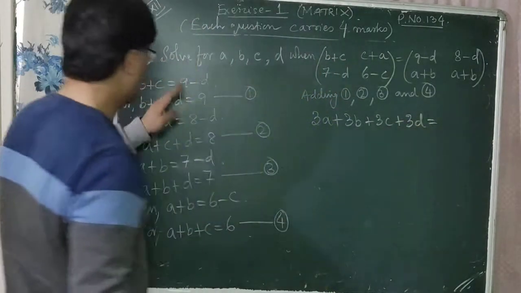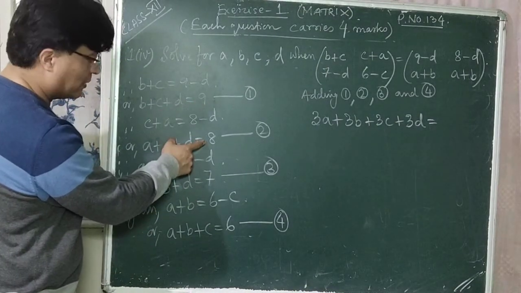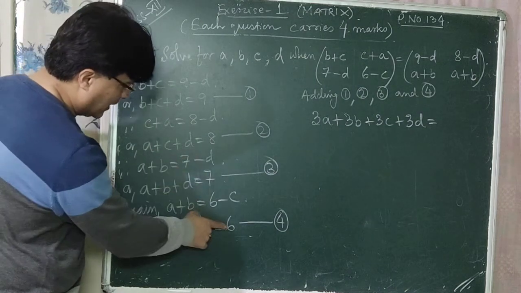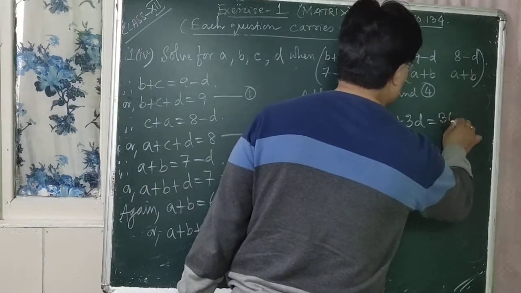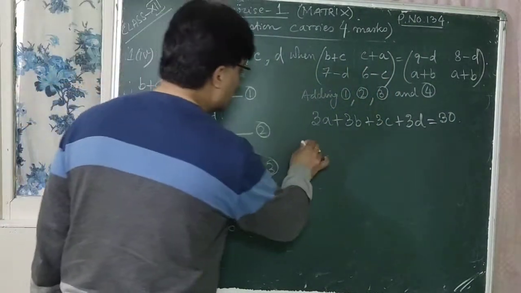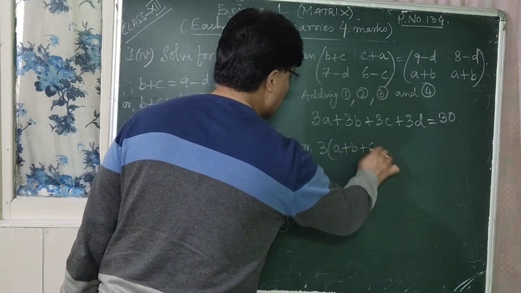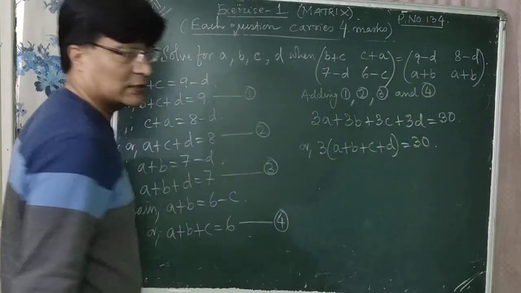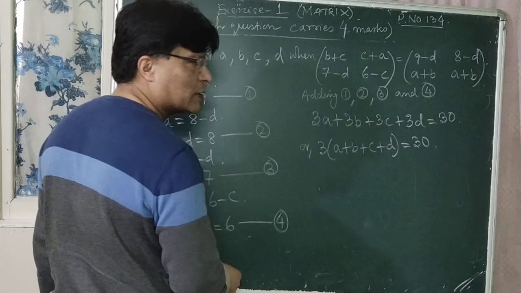3D is equal to, you can add those right hand side, 9 plus 8, 17. 17 plus 7 is 24, and 24 plus 6 is 30. Right? So it is 30. Is that clear? So what is common out here? It is 3. So within bracket A plus B plus C plus D is equal to 30.